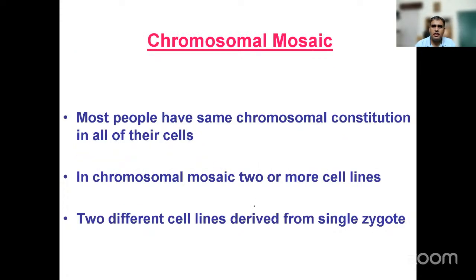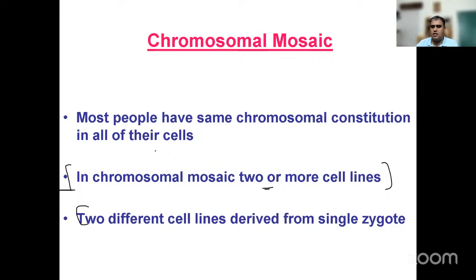Mosaic. So I guess we have introduced a word over here. Most people have the same chromosomal constitution in all of their cells. In chromosomal mosaic, there are two or more cell lines. This is very, very important, guys. Questions have come from MCQs as well. Two different cell lines derived from a single zygote. Okay, two different cell lines of a single zygote.